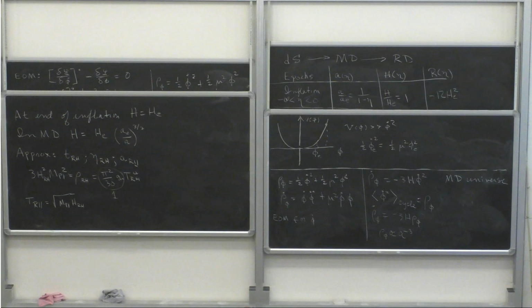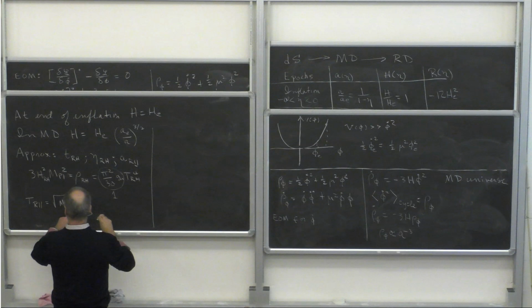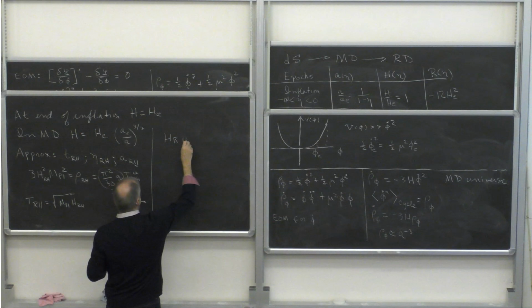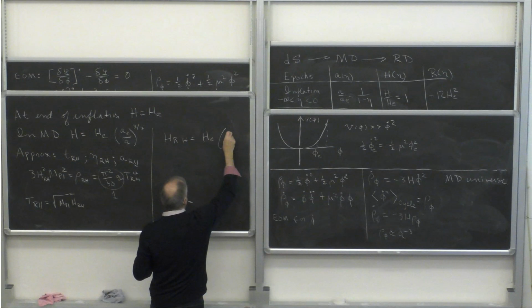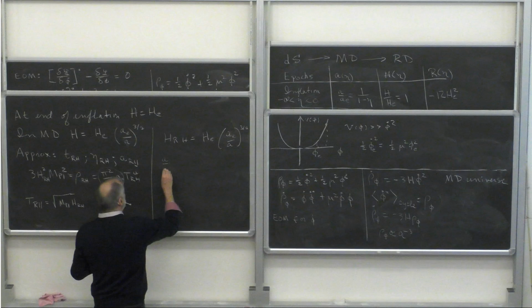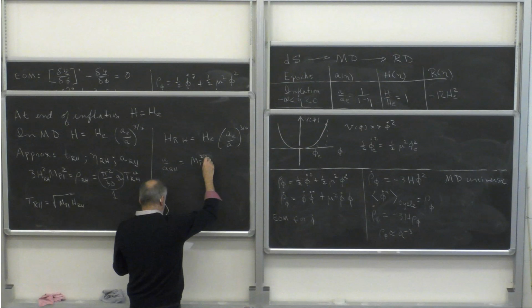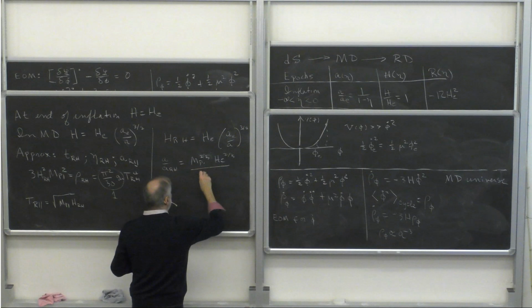And one more thing that I will do is write what is H reheat. It's H at the end of inflation times a at the end of inflation, divided by a^3/2, because it's matter dominated up until the time of reheating. So a_E over a_reheat is M Planck to the 2/3, H_E to the 2/3, divided by the reheat temperature to the 4/3.